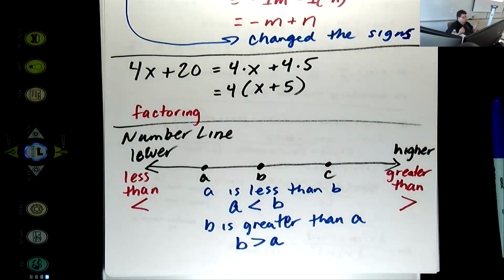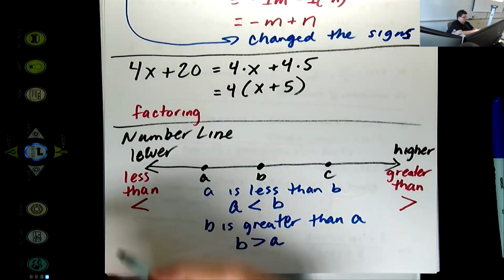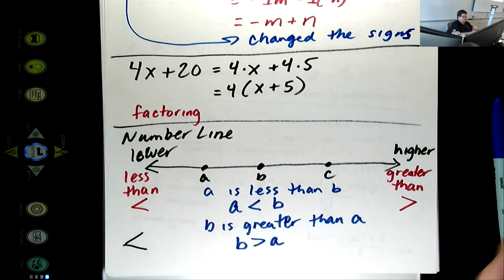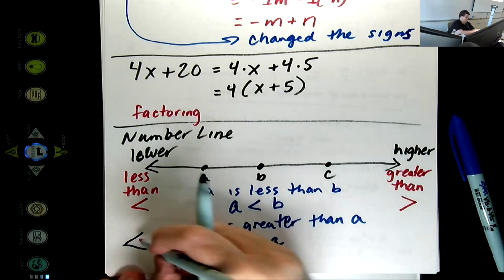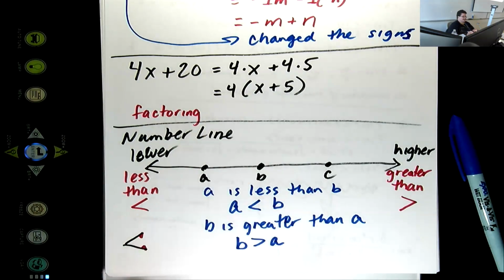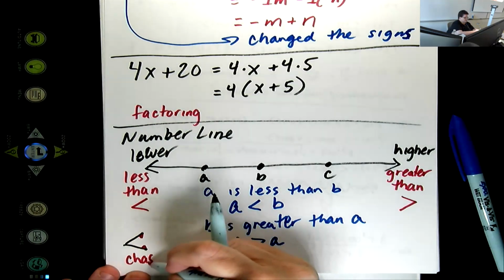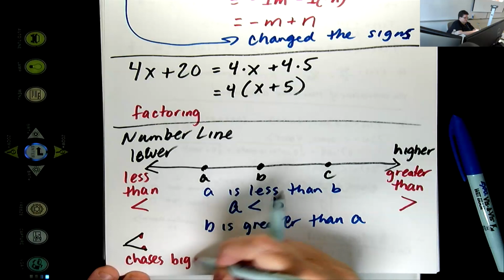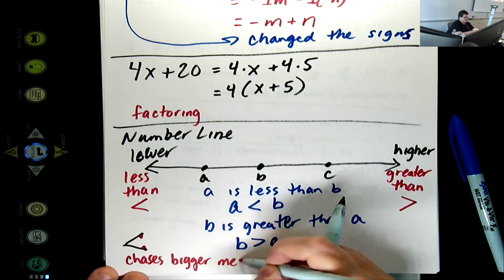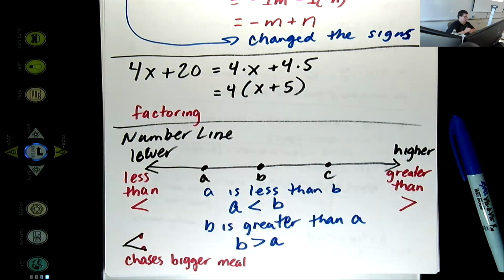If you have problems remembering how these work, put teeth on it. This is a vampire. And it always chases the bigger meal. So B is greater than A, the vampire wants to eat B.